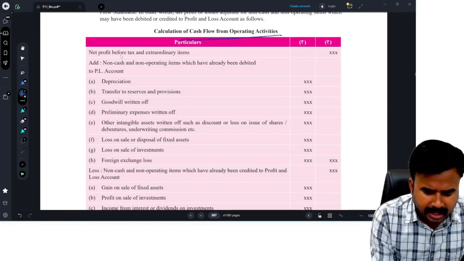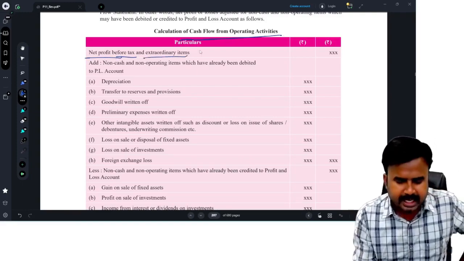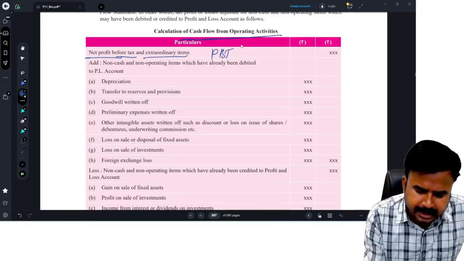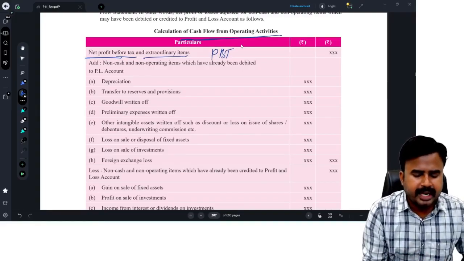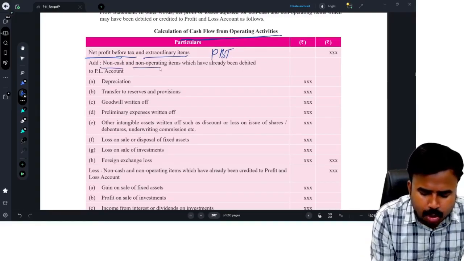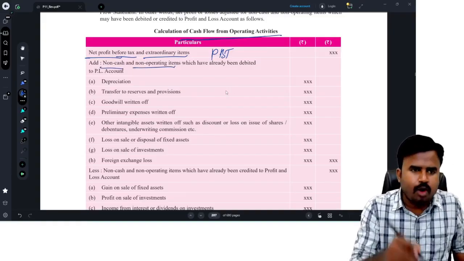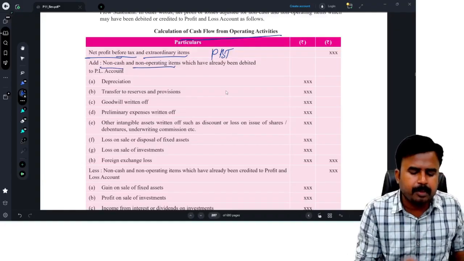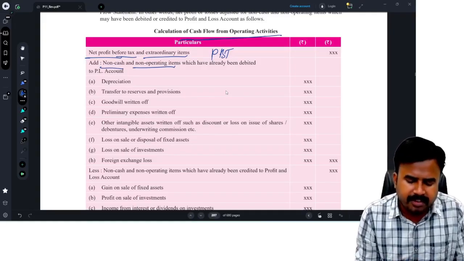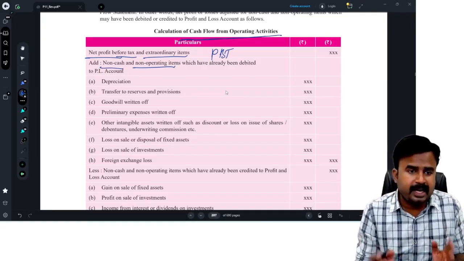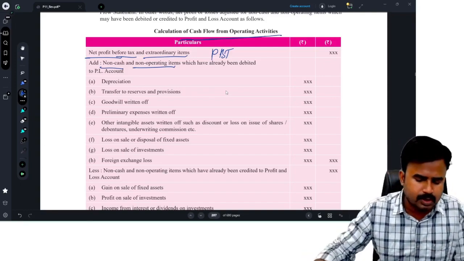So it will start like this: net profit before tax and extraordinary items, PBT. I can say this is PBT, profit before tax and before extraordinary items. Then add, what are the items I should add back? Non-cash and non-operating items which have already been debited to profit and loss account. So if any non-cash transactions were debited in profit and loss account, you please add it. If any non-operating items were debited in this profit and loss account, please add it. Already I have explained what are the non-cash items and what are the non-operating items in funds flow statement. The same logic is applicable here also.